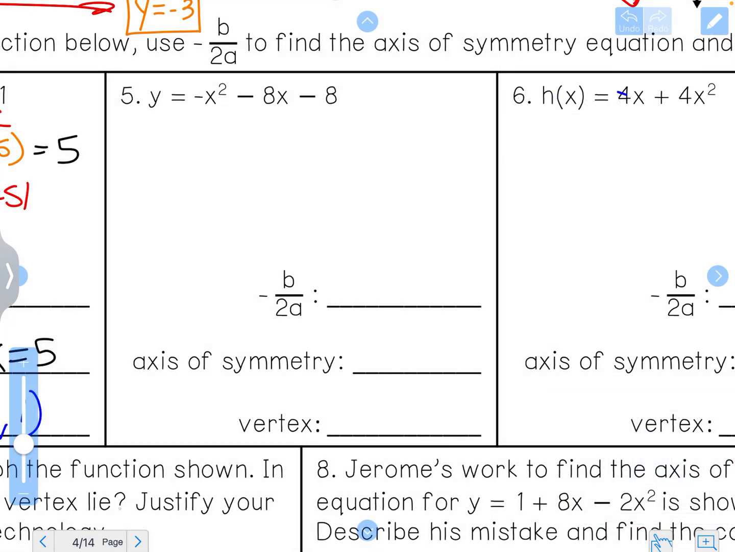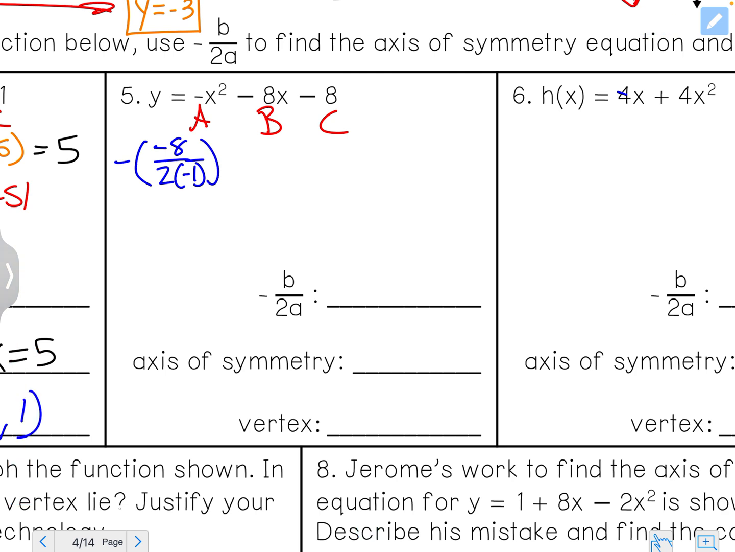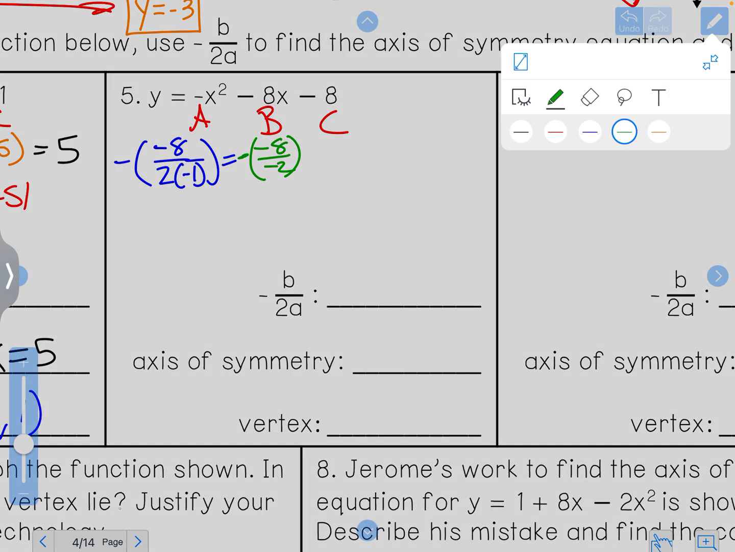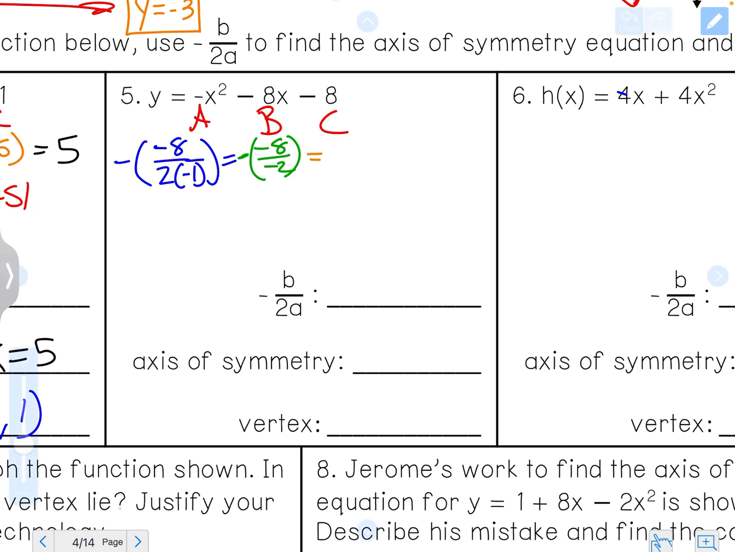All right, again, we always want to identify our A, our B, and our C, and then we can plug them into our equation. Negative, parentheses, my B is negative 8. I'm going to write down the number 2, and my A is negative 1. So 2 times negative 1 is going to be negative 2, and then I always need to make sure I have that negative from the equation. So negative 8 divided by negative 2 becomes a positive 4. And so our answer is negative 4, which makes our axis of symmetry x equals negative 4.